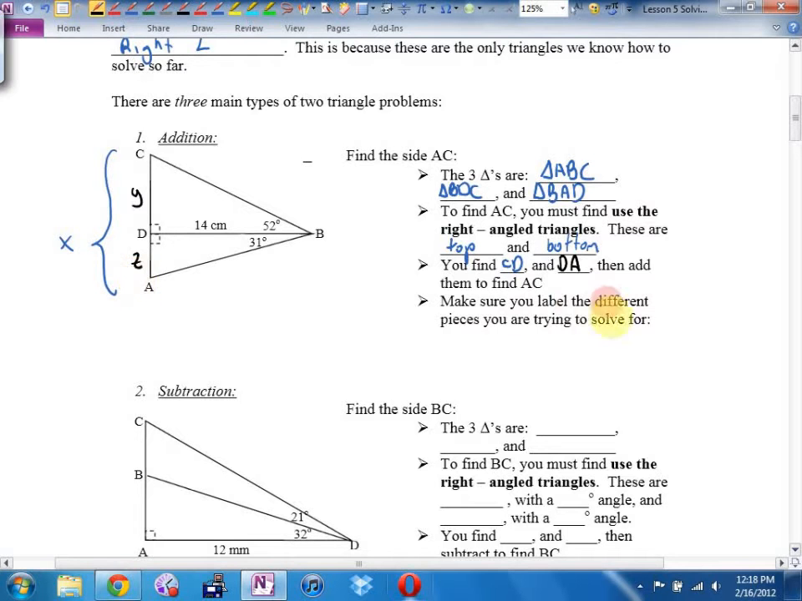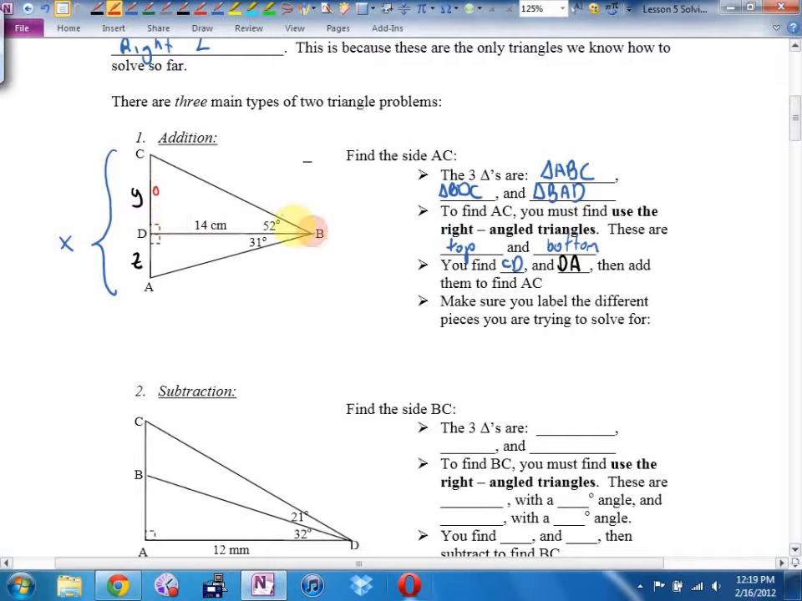It says make sure you label the different pieces you're trying to solve for. Now, you can redraw all this, and I'm good with that. Matt, let's just see if we can label these very carefully. Okay, let's do the top triangle first. There's my angle. This is what I want to find: opposite, adjacent, or hypotenuse. Let's put a little tiny O right there. And I'm going to write small because I don't want to clutter up my diagram.